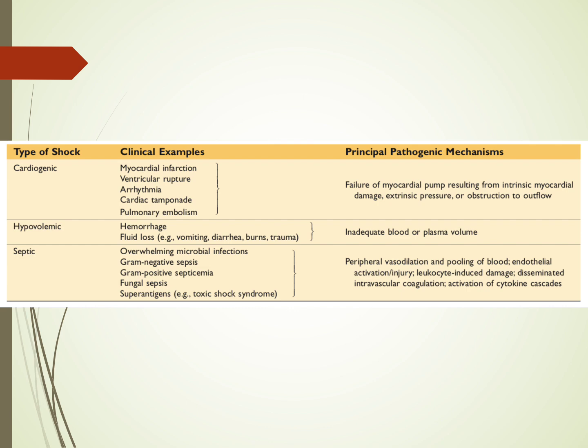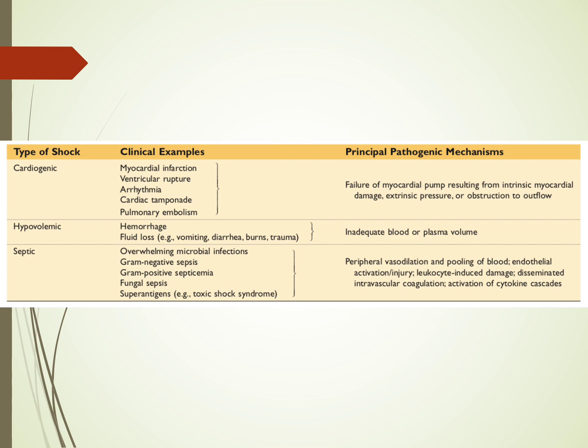The second form of shock is called hypovolemia, and from the name you have decreased or inadequate blood or plasma volume. The most common examples include hemorrhage or fluid loss. Fluid loss may happen in cases like persistent vomiting, diarrhea, burn patients, and trauma patients.